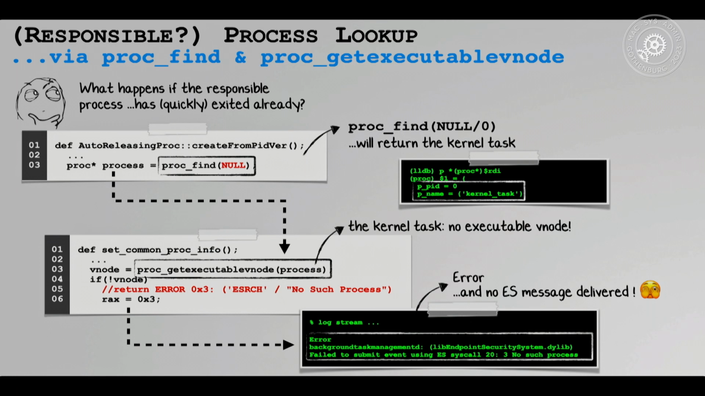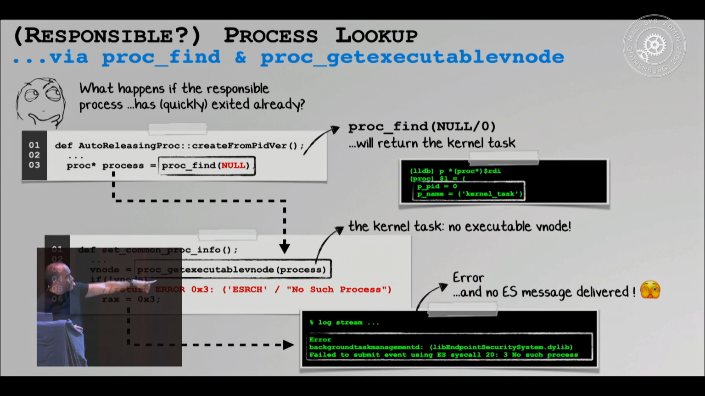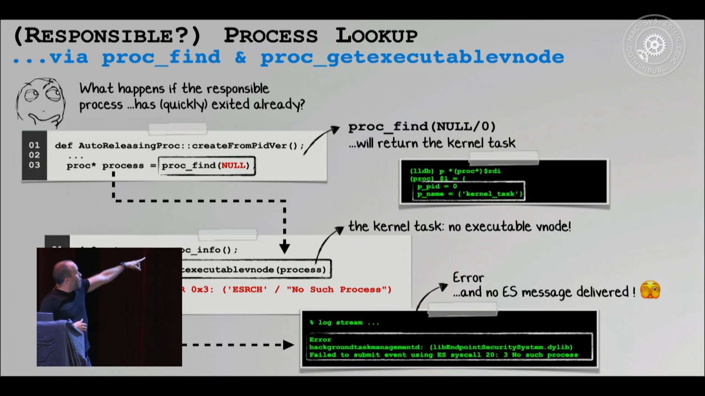And we can actually see this if we find a way to trigger this in the logs. We can see at the very bottom it says fail to submit event using ES_syscall20. That's the add BTM event. 3, no such process, which maps back to that RAX equals 3 in the kernel, which is basically saying the kernel couldn't find the process that was responsible for the event.